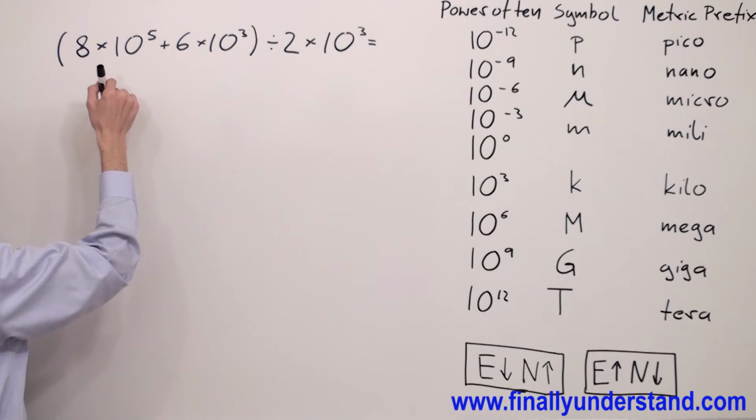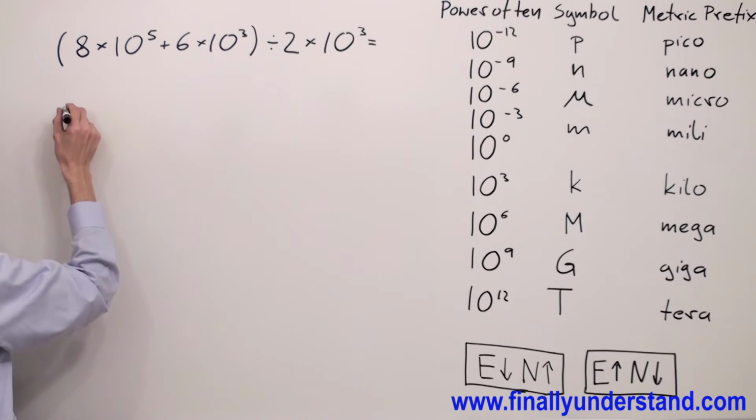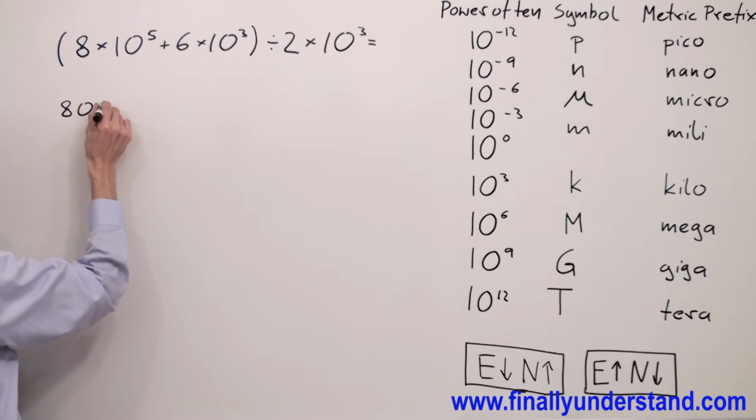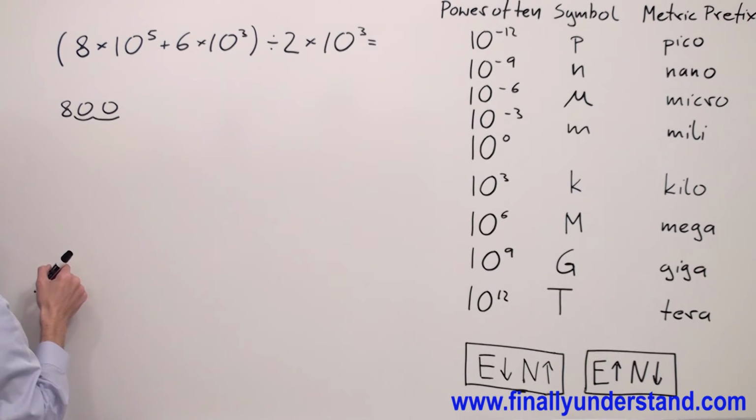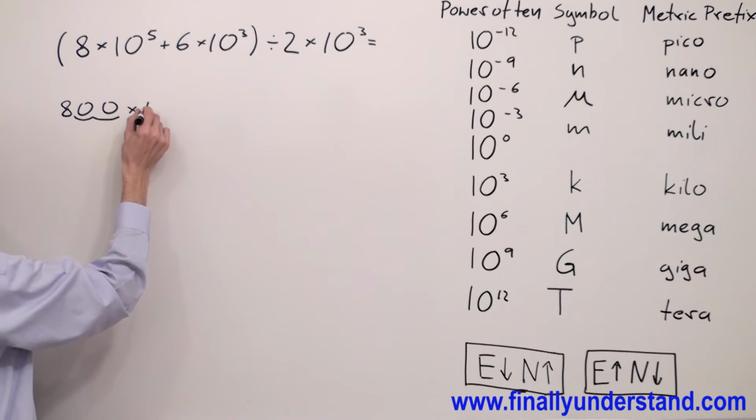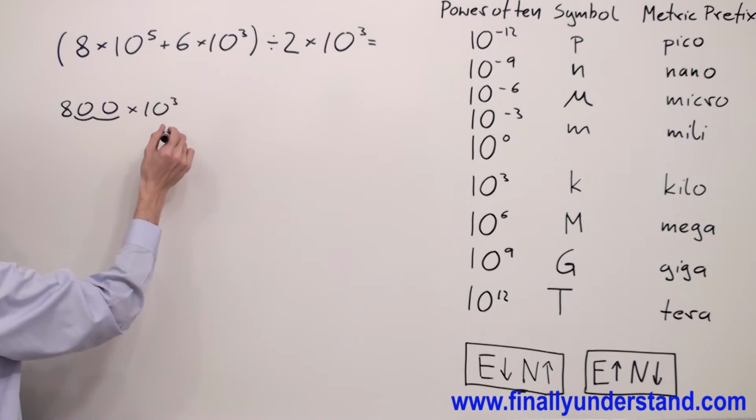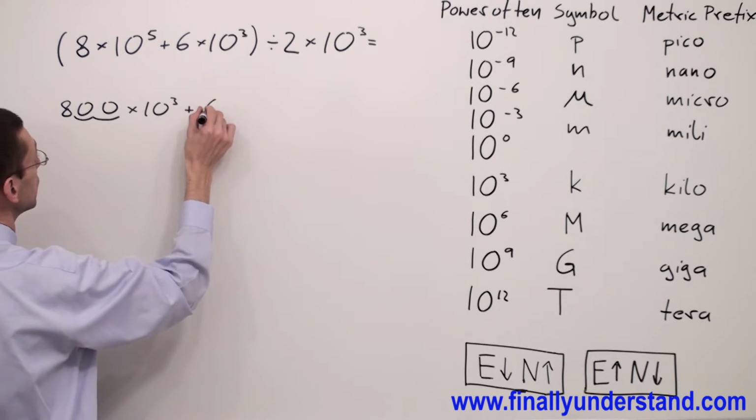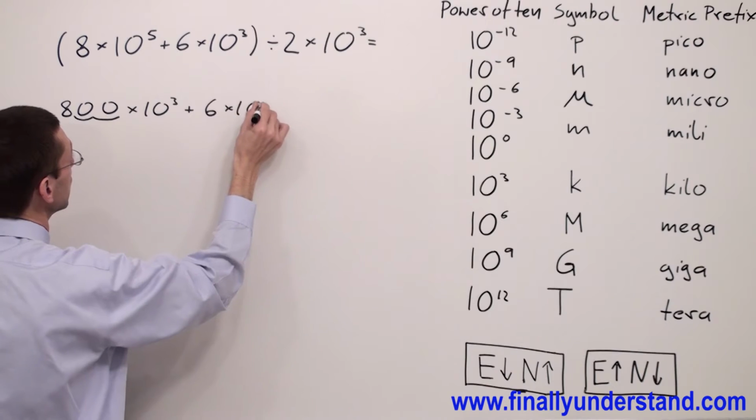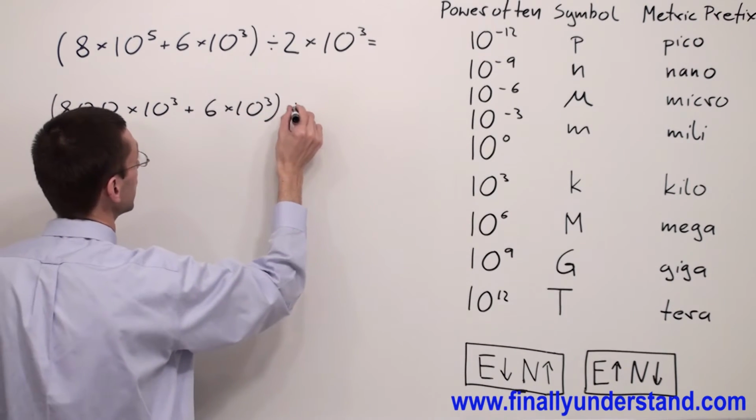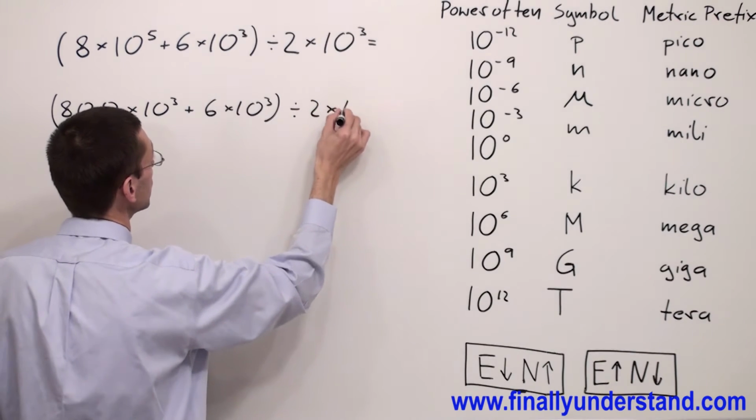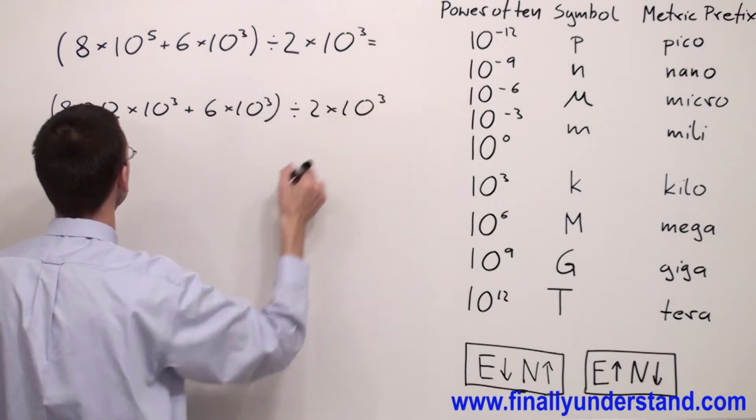So exponent goes down, number goes up. That's why I'm going to have 800. I have to move my decimal point twice to the right. Okay? And I'm going to have times 10 to the third plus 6 times 10 to the third. Let me copy this down. Divide by 2 times 10 to the third.